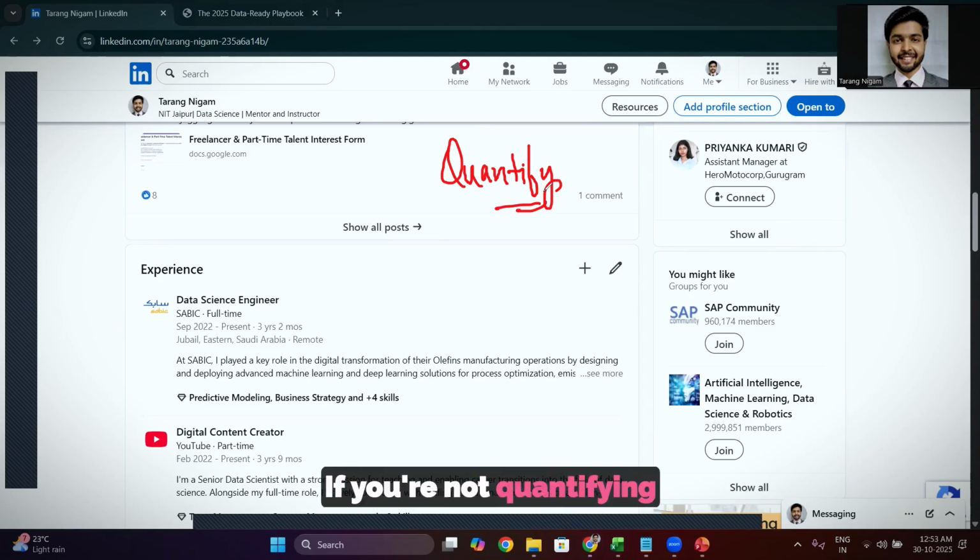If you're not quantifying your things, then it does not make much sense. So always make sure that whenever you write about any company, whenever you write about your experiences, you quantify your experiences so that it knows how you have made an impact in that company. So quantification is very important, which I see is missing in most of the learners.